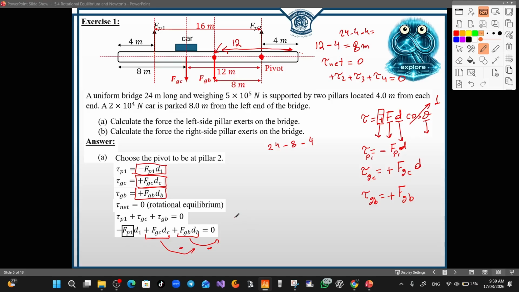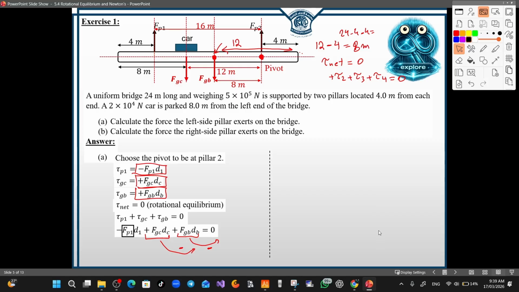Now we will get that minus FP1 equals minus FGC DC minus FGB DB over D1. Now we multiply both sides by minus, so minus with minus with minus cancel out, and we will get F pillar 1 equals this relationship. We substitute the values and we will get the final answer for the magnitude of this force, and the magnitude of this force is 2.65 times 10 to the power 5 newtons.